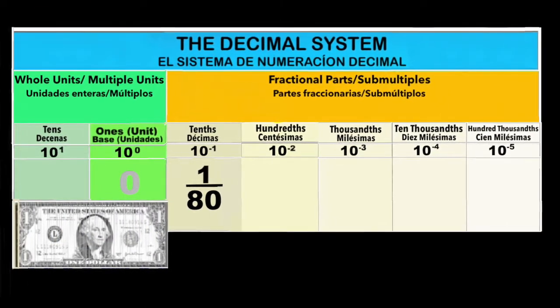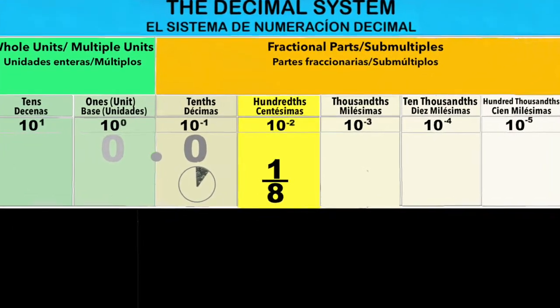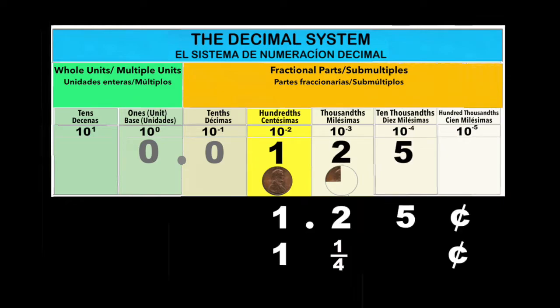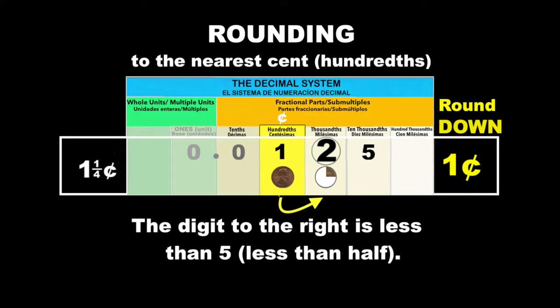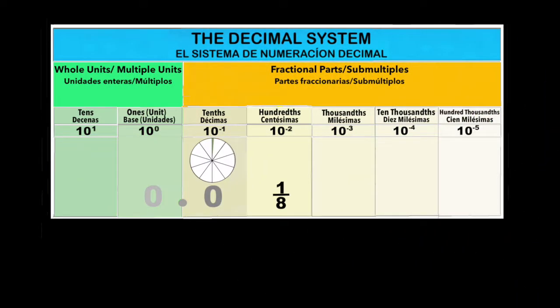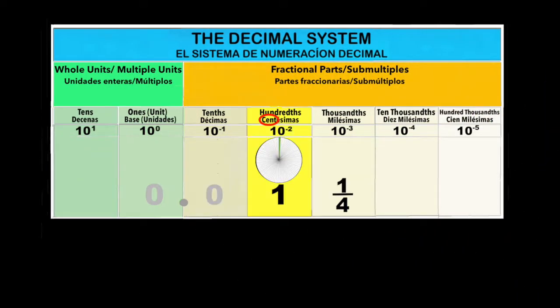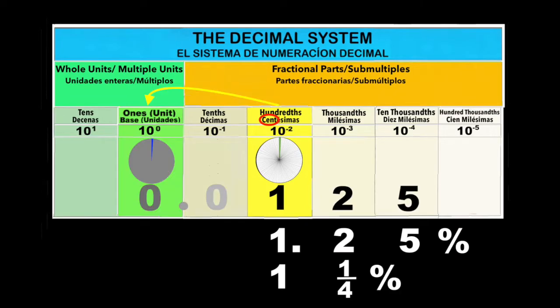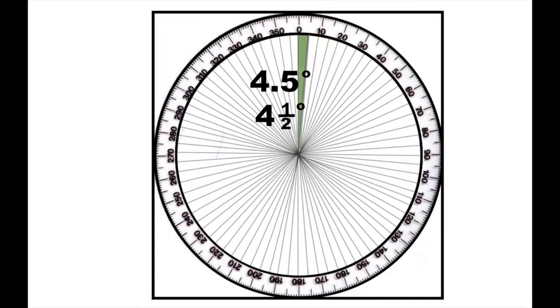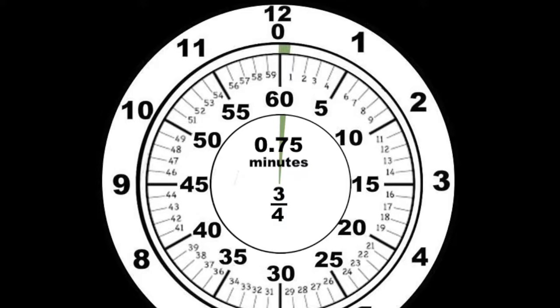1/80th of a dollar, 1/8 tenths, 1 1/4 hundredths, 1 1/4 cents. Round down to 1 cent. 1/80th, 1/8 tenths, 1 1/4 hundredths, 1 1/4%. 4 1/2 degrees, 3/4 of a minute.